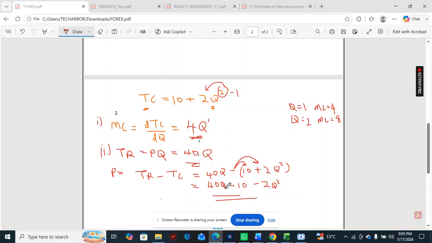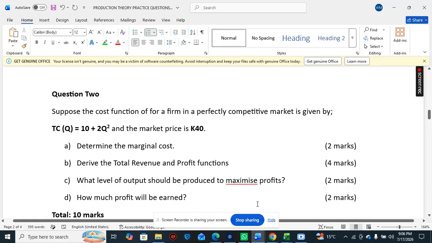Okay, so just remember this formula. Total revenue is price times quantity. Okay, if they haven't given you a value of Q, like if they don't tell you in the question Q equals whatever, 2 or 5 or whatever, then just know when you're getting your total revenue function, you just leave Q as it is. Then your profit function is total revenue minus total cost.